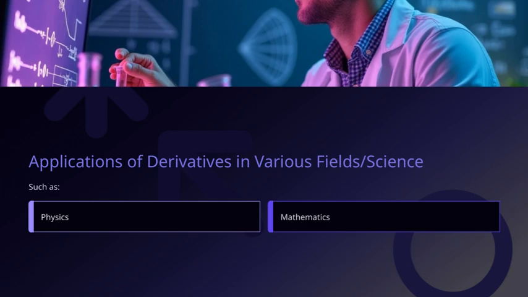But the applications go beyond physics. In engineering, derivatives help optimize systems and improve designs. In economics, they are essential for modeling cost functions and maximizing profits. And in biology, derivatives assist in understanding rates of change in populations or the spread of diseases. Overall, the concept of derivatives bridges mathematics and real-world applications, making it a powerful tool across many disciplines. This highlights how mathematical principles underpin scientific discoveries and technological advancements, connecting back to our broader theme of the importance of calculus in understanding the world around us.